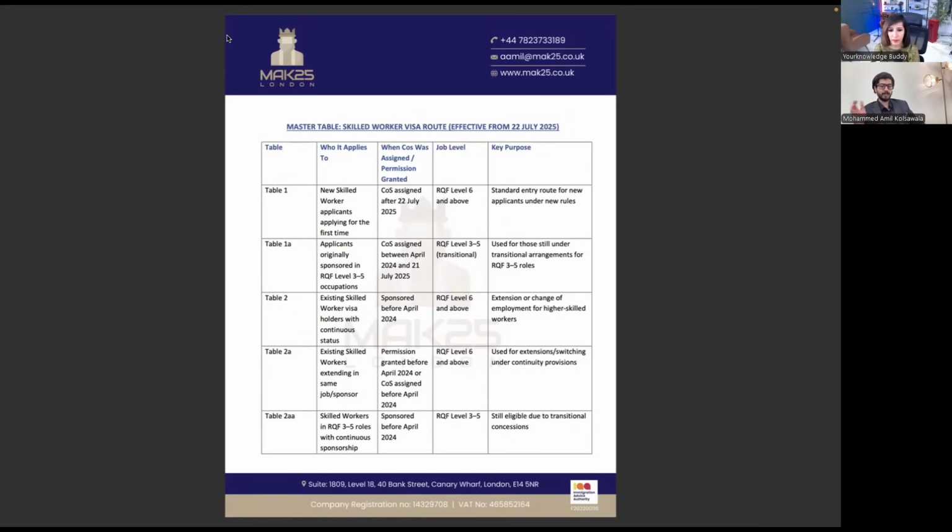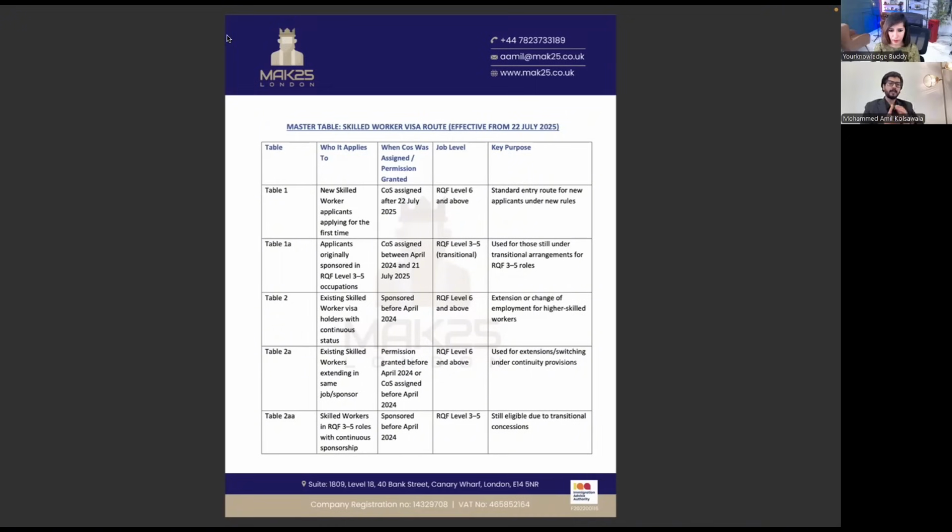So table one is like a clean slate. It is actually for the people who are looking to apply for a new skilled worker visa post 22nd of July 2025. So let's say if anybody has got a COS assigned post that date, table 1 is the one they have to be looking for. And before I proceed to table 1A, we have to make sure that table 1 just has RQF level 6 related jobs and not RQF level 3 to 5. Okay. So let's go to table 1A.